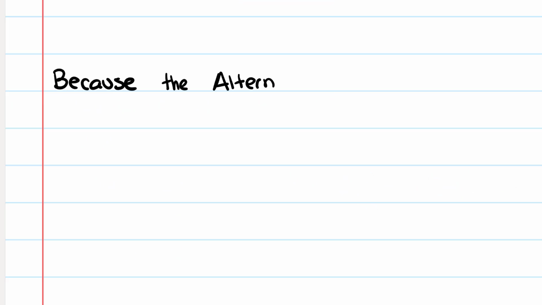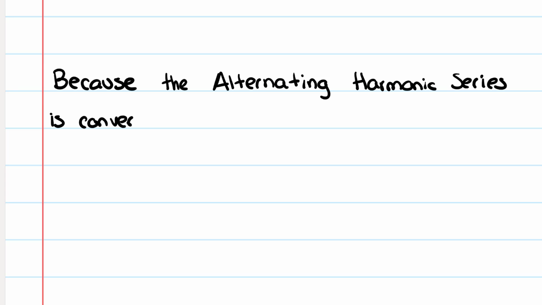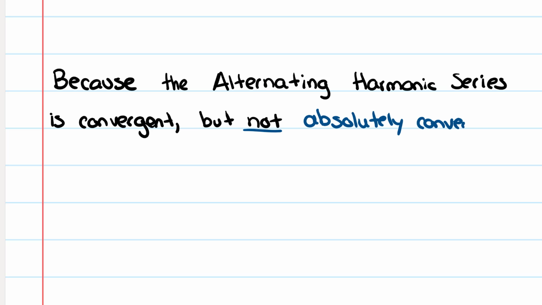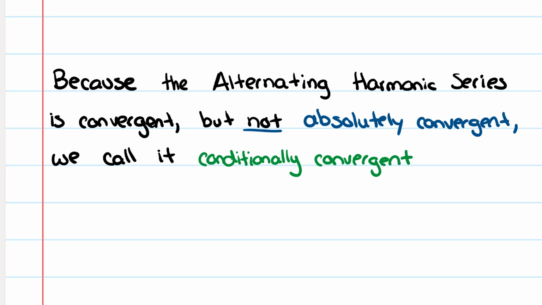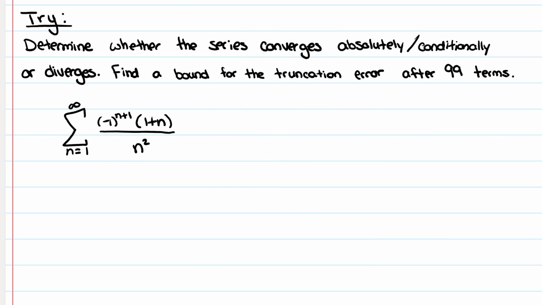Because the alternating harmonic series is convergent, but not absolutely convergent, we call it conditionally convergent. On your own, I want you to determine whether the series converges absolutely or conditionally, or it diverges. Then I want you to find a bound for the truncation error after the 99th term. So go ahead, pause the video, and try that now.